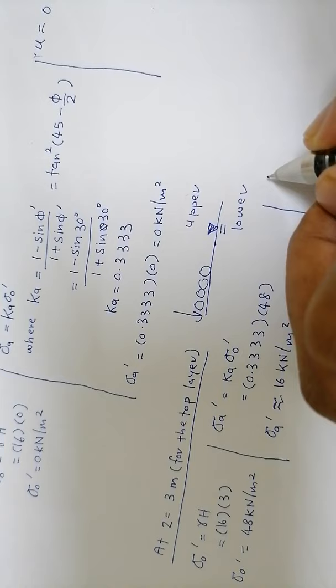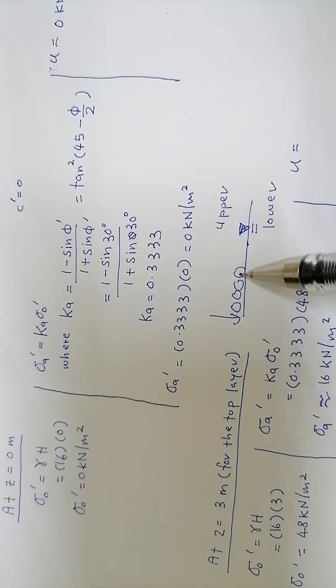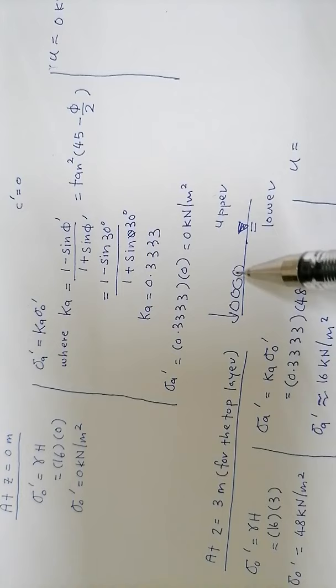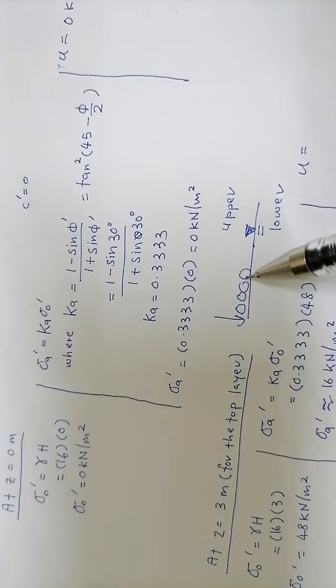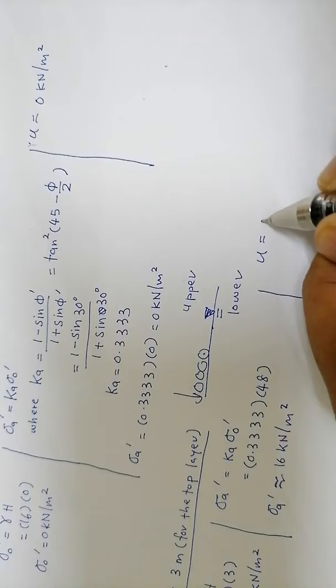Okay, all right. And the next one is again pore water pressure. What is the pore water pressure here? Okay, so this is the upper layer. So basically we assume the sand here to be dry since it is above the groundwater table. So therefore our pore water pressure here is 0 kilonewton per meter square.